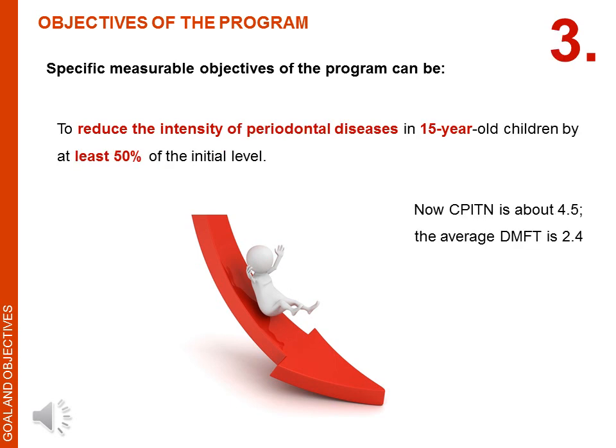The third specific measurable objective of the program can be: to reduce the intensity of periodontal diseases in 15-year-old children by at least 50% of the initial level. In children 15 years of age, the average CPITN is about 4.5. The average DMFT is 2.4.